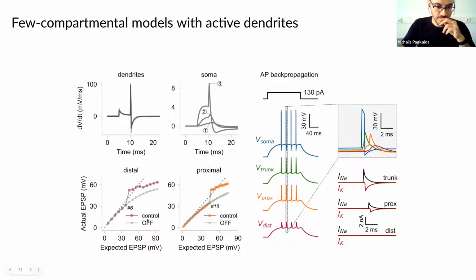Also, you can see here when we plot the input-output function of the distal and the proximal part, they are almost identical in terms of the sigmoid function.